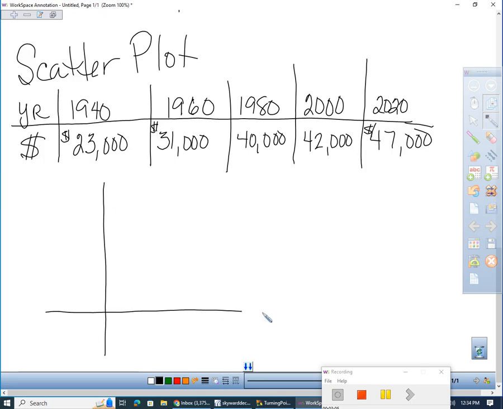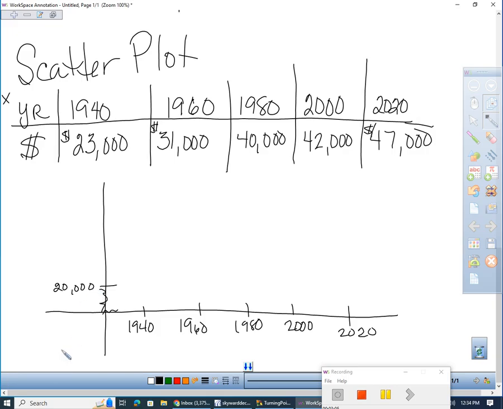Now remember, my top line or my year, this is my X value. So across the bottom, I'm going to have some dashes. And remember, you can have a break and start wherever you want, as long as you put a break in there. I'm going to call this first one 1940. I'm going to go by 20s, 1960, 1980. Here's 2000, 2020. All right, going up and down, I'm going to put a break here, and let's start at 20,000. Yeah, just a squiggle.